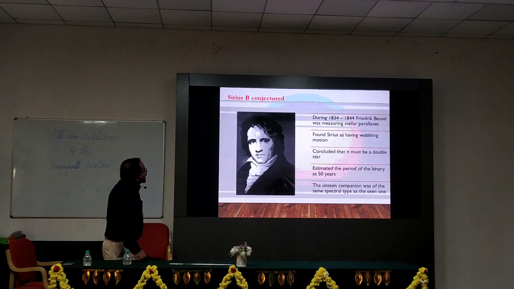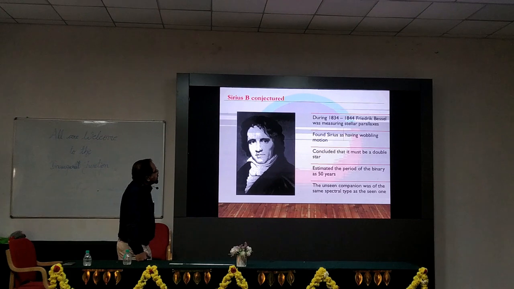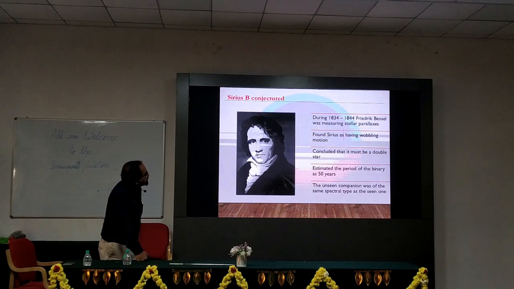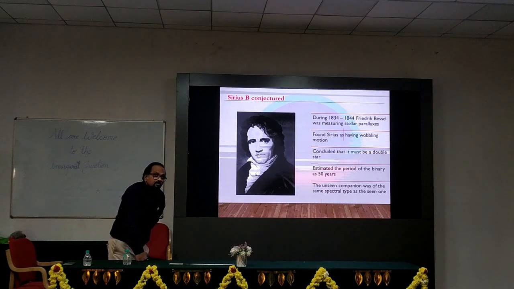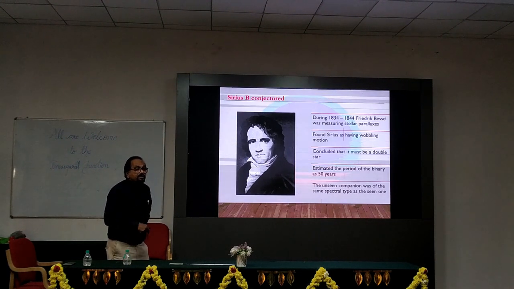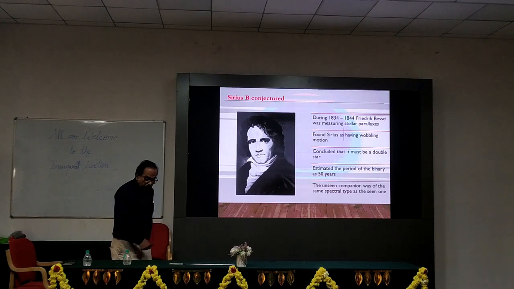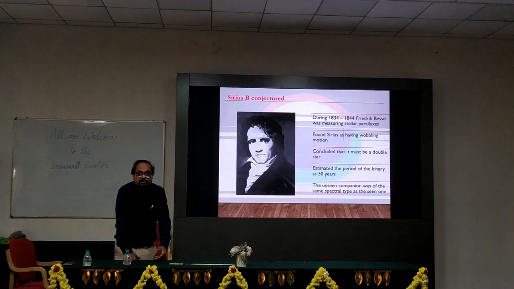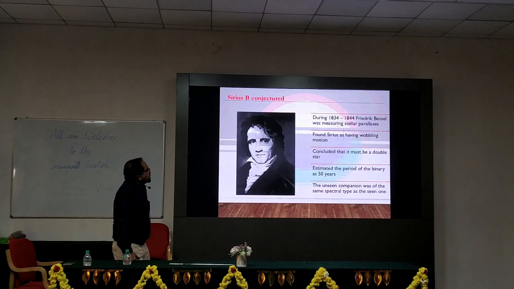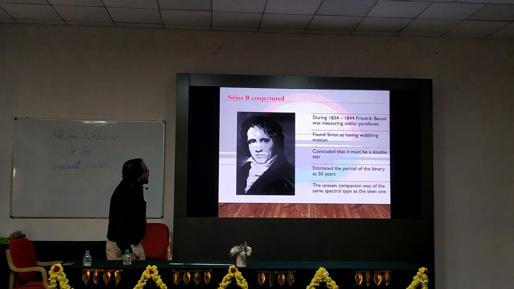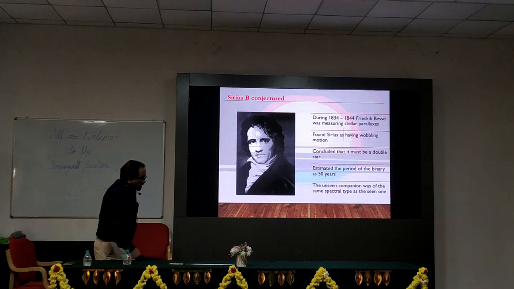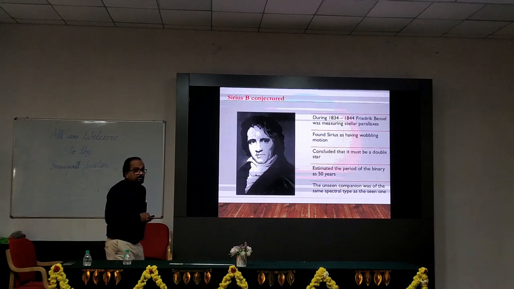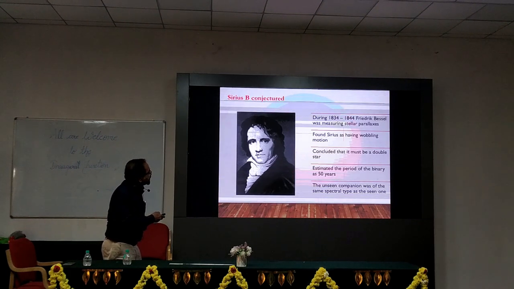So he concluded that it would be a double star, and he estimated the period of that combination, called a binary star, as 50 years. By periodicity, you can estimate the period. In those days, they used to do observations for a very long period, not just a few years, but tens of years. So the unseen companion, he made a prediction, but he could not see the end of the day, because by that time he was no more.